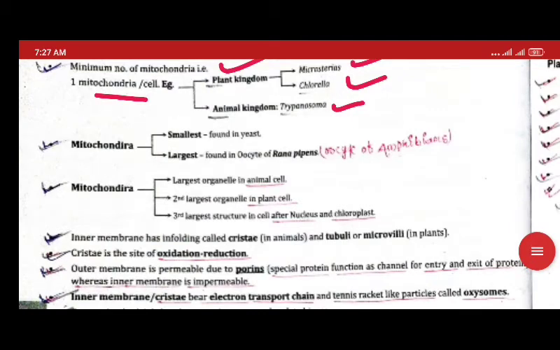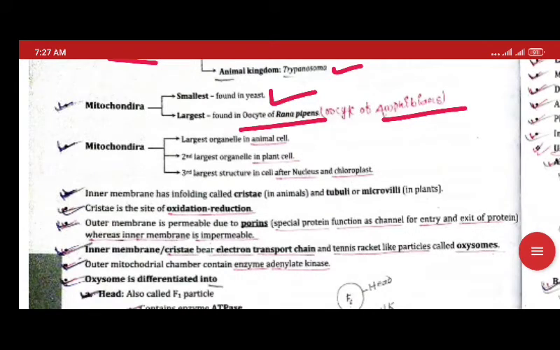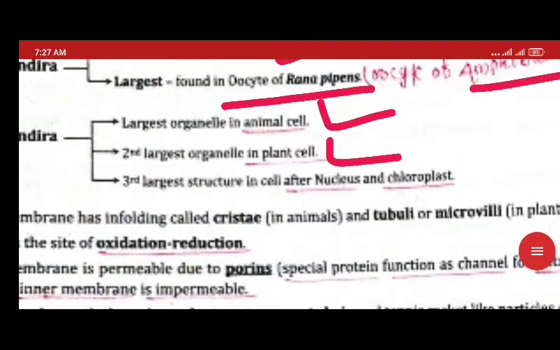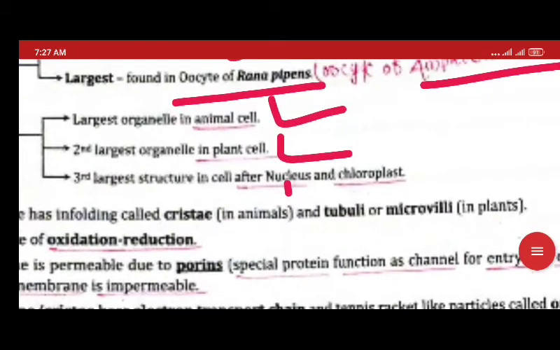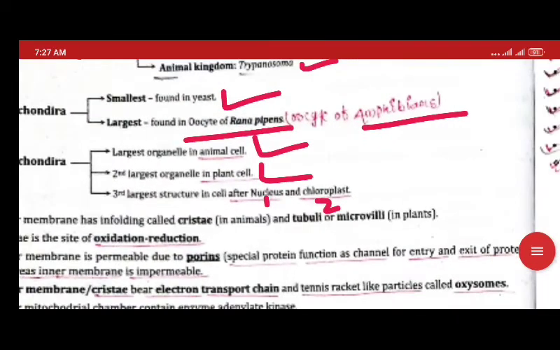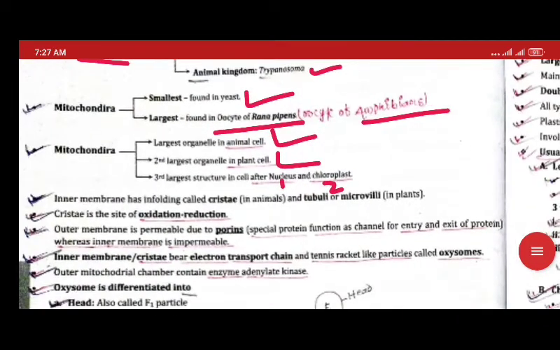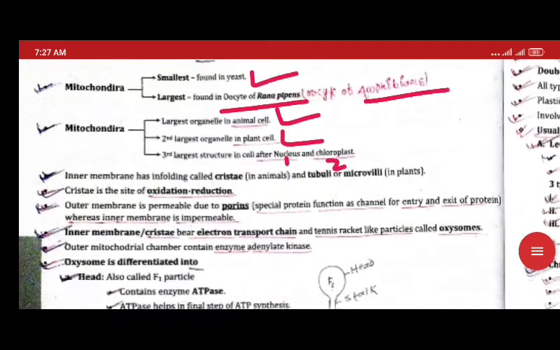Mitochondria is smallest in yeast and largest in the oocyte of Rana pipiens. So Rana pipiens is the type of what? Amphibian. Now mitochondria is second largest in plant cells, third largest after nucleus and chloroplast. So in plants, first the nucleus is largest, then second chloroplast, then third mitochondria. So here it is the second organelle, because the nucleus is not counted as an organelle, it is separated.